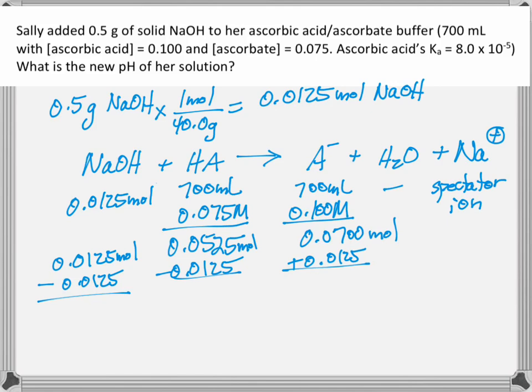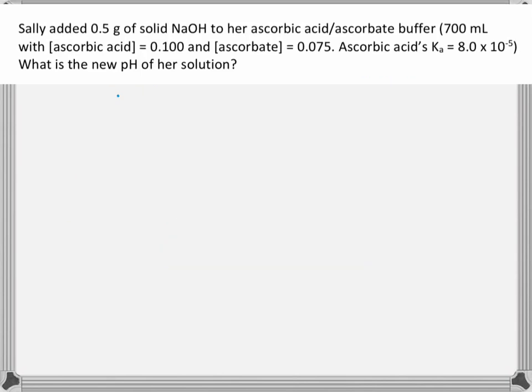I didn't pay attention to the moles of sodium because it's a spectator ion in the sense that it doesn't influence the pH of a buffer solution because it's neutral. At the end of this reaction, I have 0 moles of sodium hydroxide left, a smaller number of moles of ascorbic acid, and a larger number of moles of ascorbate.